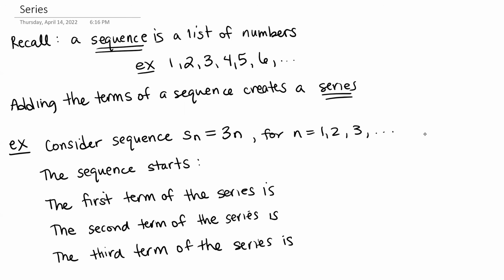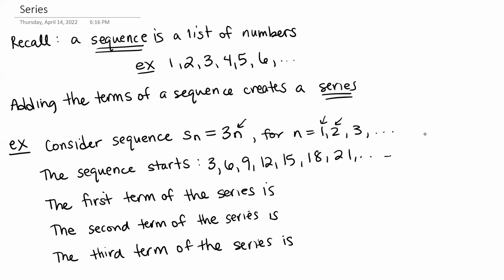So let's look at an example. We'll have the sequence Sn equals 3n for n equals 1, 2, 3, and so on. Okay, first of all, let's review how this sequence starts. The first term is found by plugging in n equals 1 to Sn. So our first term is 3. Our next term is found by plugging 2 in here. So we get 6, then 9, 12, 15, 18, 21, and so on.